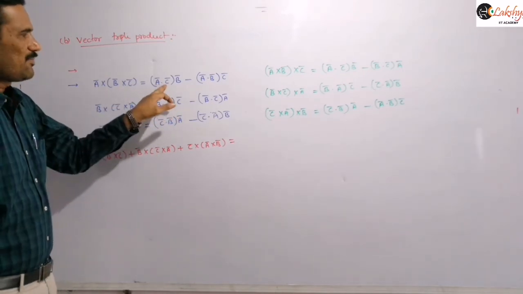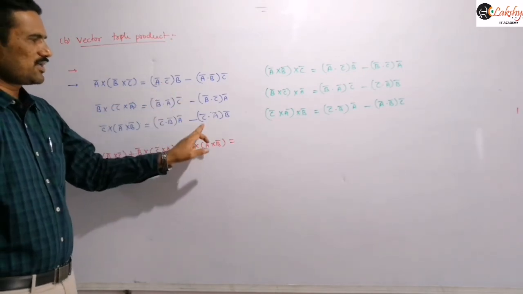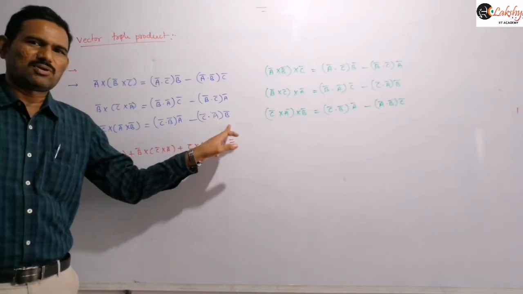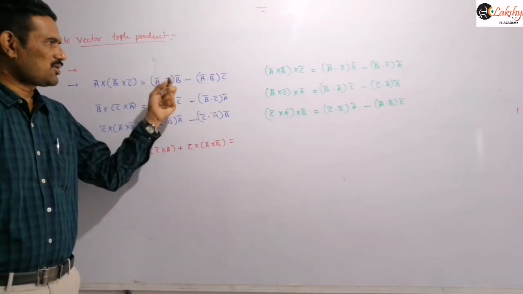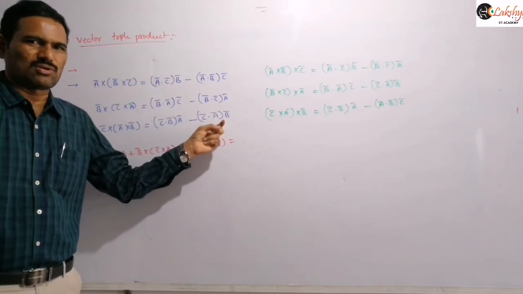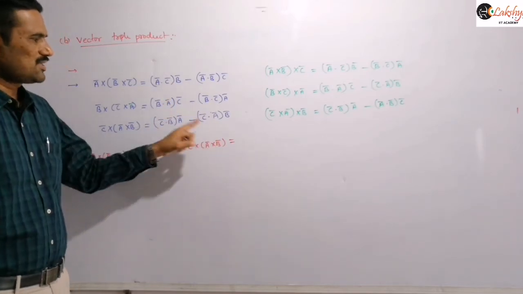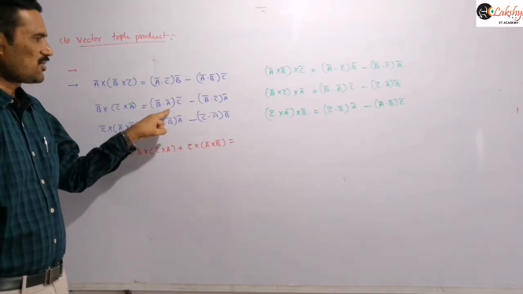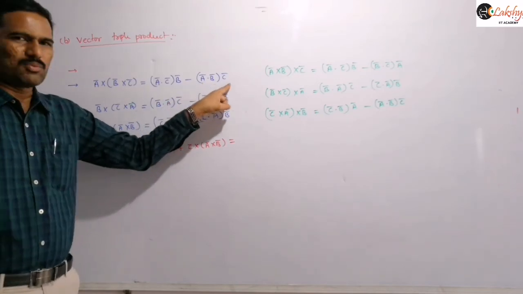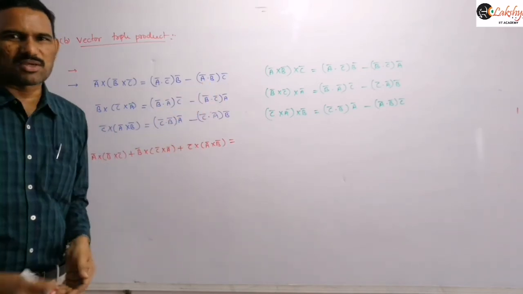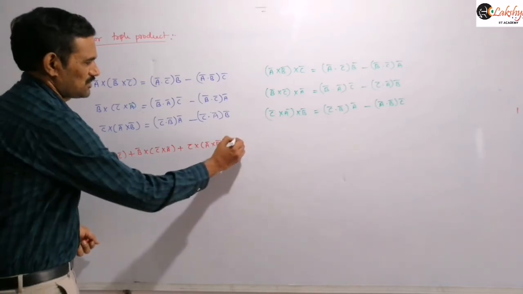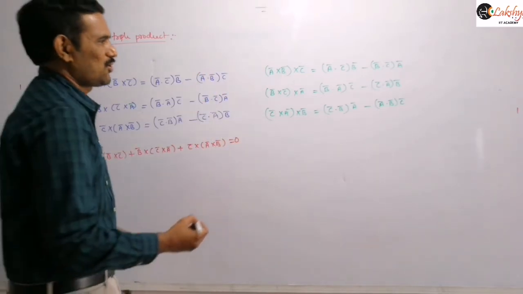We get A bar dot C bar into B bar, and here minus C bar dot A bar into B bar. You know the dot product obeys the commutative law, so A bar dot C bar and C bar dot A bar are the same. Then these two terms cancel. Similarly, B bar dot A bar into C bar and A bar dot B bar into C bar cancel, and similarly the other two terms cancel. So you will get 0, right? And similarly you can add all the three terms there.